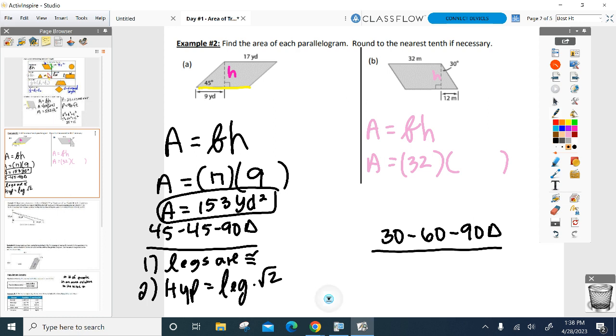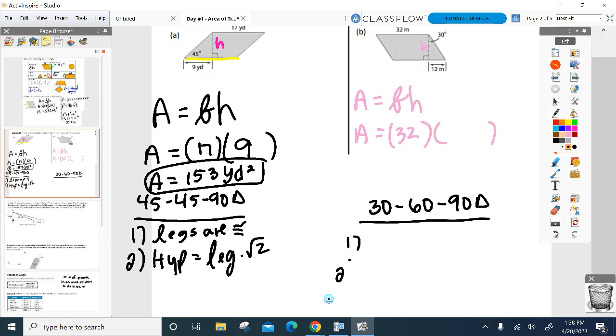Whoa. Let me just give you some direction. There are three sides to a 30, 60, 90. There's the shorter leg, which is across from the 30. There's a longer leg, which is across from the 60 and has a rule. And then finally, there's the hypotenuse, which has a rule. Go ahead. What were those rules?